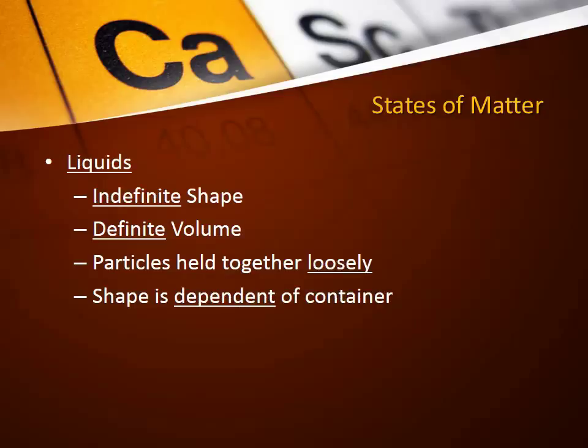Liquids have indefinite shapes, meaning they don't really have a set defined shape. If I were to ask you what is the shape of water, you really can't quite tell me. Water can sometimes be the shape like this if it's in a bottle of water. Water can also look like a puddle on the ground. Water can look something like this if it's in a special container. So it forms whatever shape is dependent on the container.